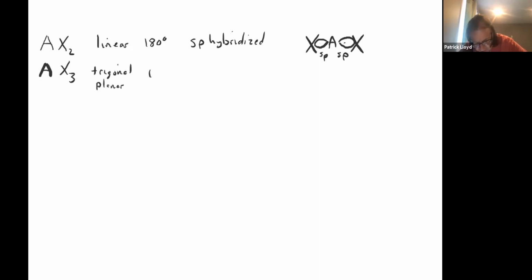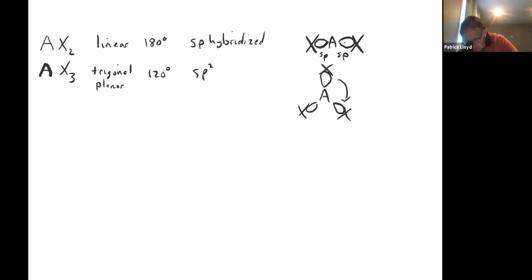And this was 120. And this is sp2. So when you see a trigonal planar structure right there, you know it's sp2. I'm not going to write hybridized, so it is hybridized. And then what happens here? Here you get three of these sp2 orbitals. See the directions of these orbitals? 120, it's a trigonal planar, right?